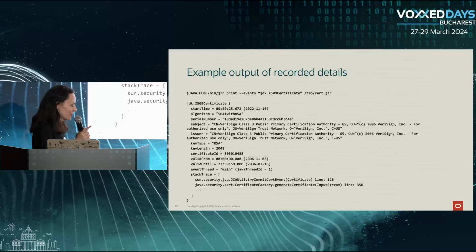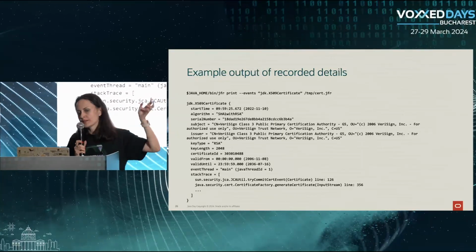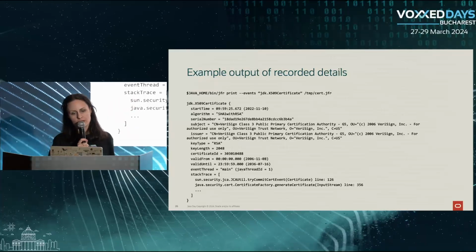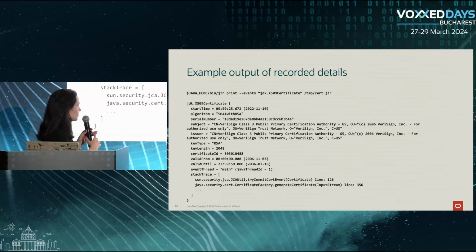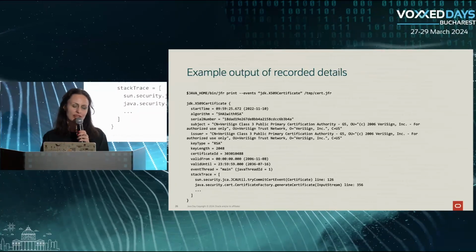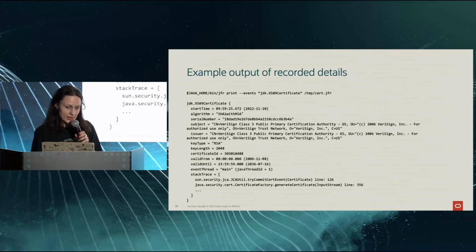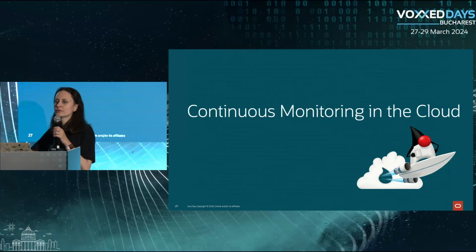So that's one way to do it, but I could have done it like earlier. I could have just printed the events from the JFR recording and observed what is in each of those. So that's another way to do it as well. But I wanted to try it remotely. So let's speak about the cloud now, moving on to even more remote.